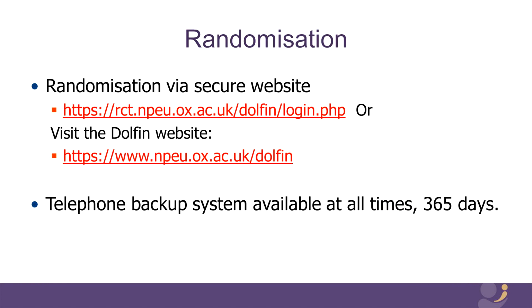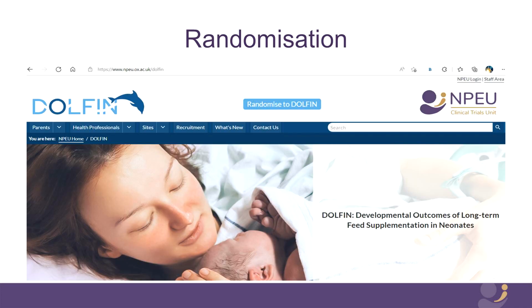The randomisation website for DOLFIN is located at the URL on this page and should be accessible on most devices and browsers. You will also have details of this in your document box with your username and your password. You can also access the randomisation website through our DOLFIN website, www.npeu.ox.ac.uk/DOLFIN, by clicking on the blue button at the top of this page, Randomise to DOLFIN.